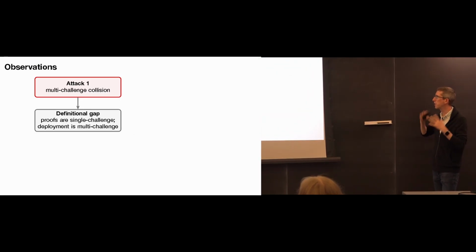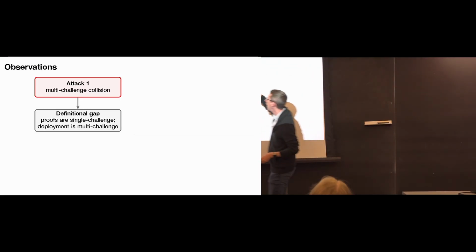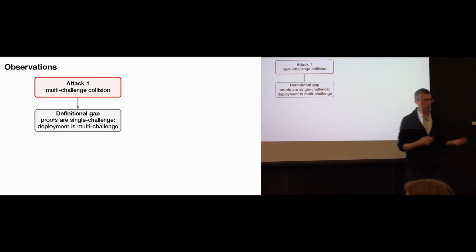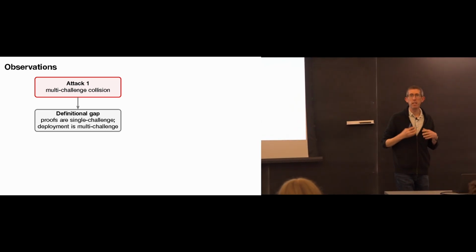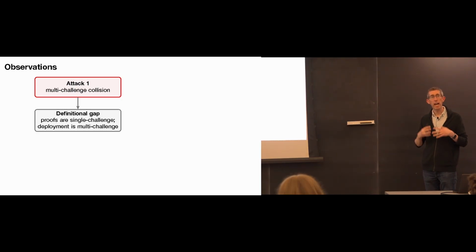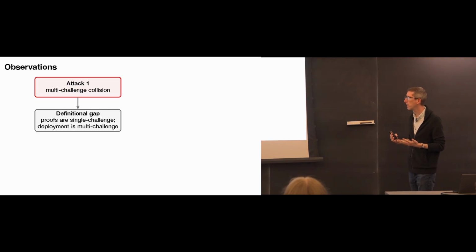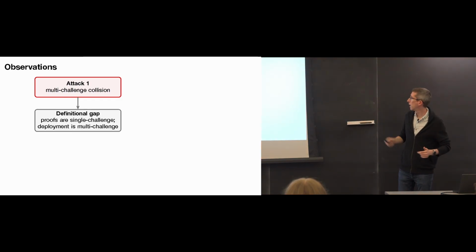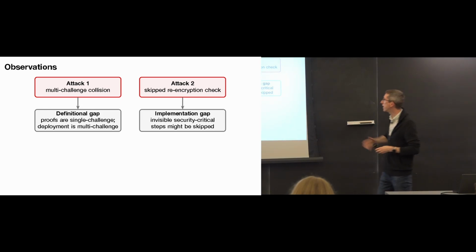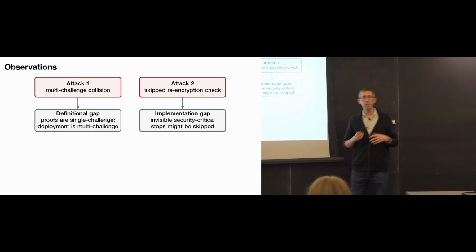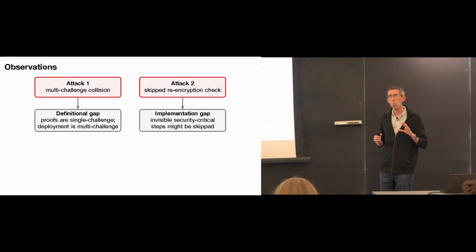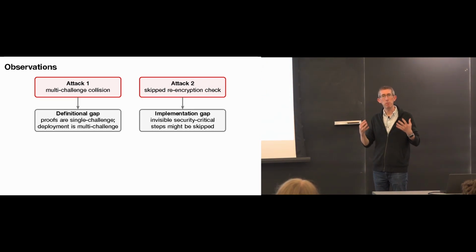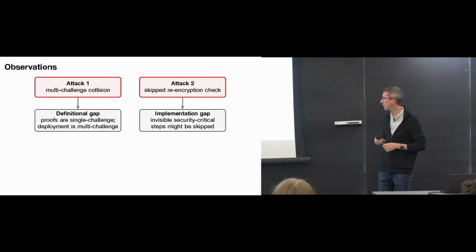So let me put all this together into one picture. This first attack we saw was about multi-challenge collisions. And this arose because there's a gap between what we originally asked for, single challenge security, and where we might use this in deployment, multi-challenge settings. The second attack was about a skipped re-encryption check. And this occurred because of a gap between what you might do in an implementation in terms of whether or not all of the critical steps actually affect correctness of the implementation or are visible in the testing.